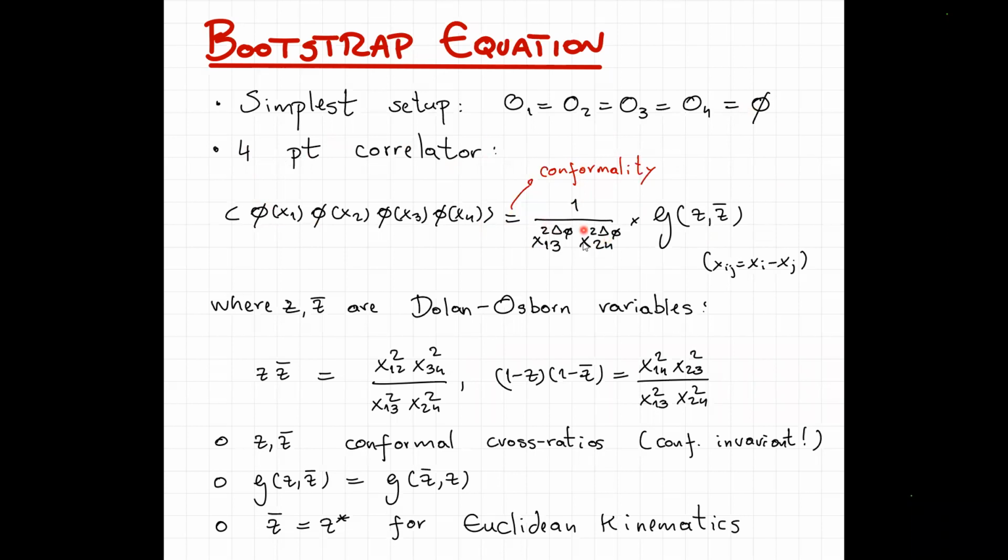So there are some kinematical prefactors here. This delta phi is the scaling dimension of the operator phi. And then there's this function g of z, z bar, which is an arbitrary function. This is not fixed by conformal invariance. z and z bar are conformal cross ratios, so they are defined here. Again, what's important is that they are conformally invariant. You see that there's an invariance when I swap the roles of z and z bar. Another property is that z bar is not necessarily the complex conjugate of z, but if it is, this corresponds to setting Euclidean kinematics for all these positions, x1, x2, x3, and x4. So this is a way of capturing the independent information in the four-point function, the information which is conformally invariant.